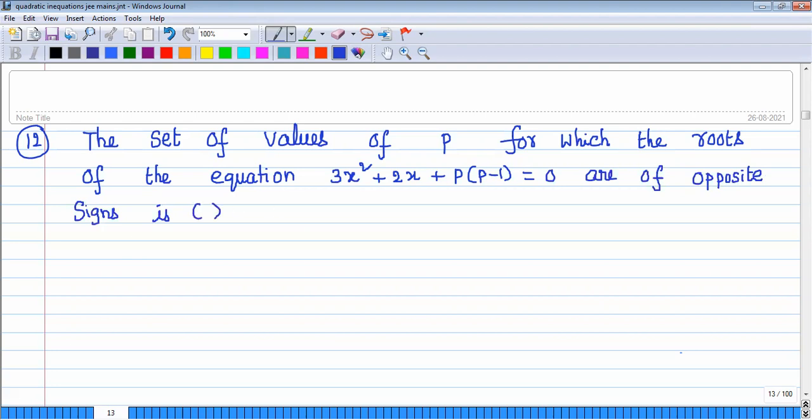Okay, first option, negative infinity comma 0, second 0 comma 1, third 1 comma infinity, fourth 0 comma infinity.